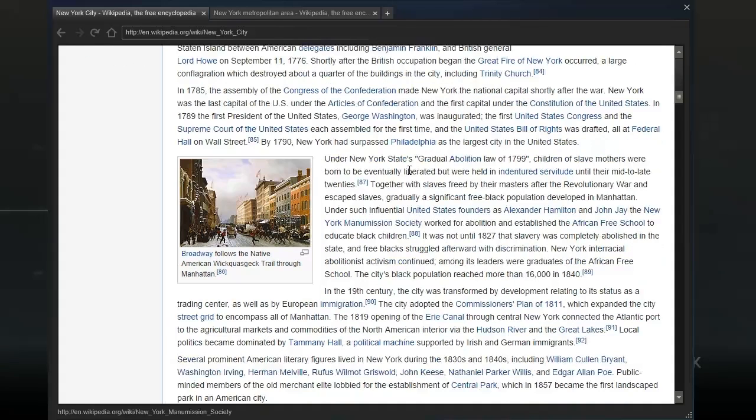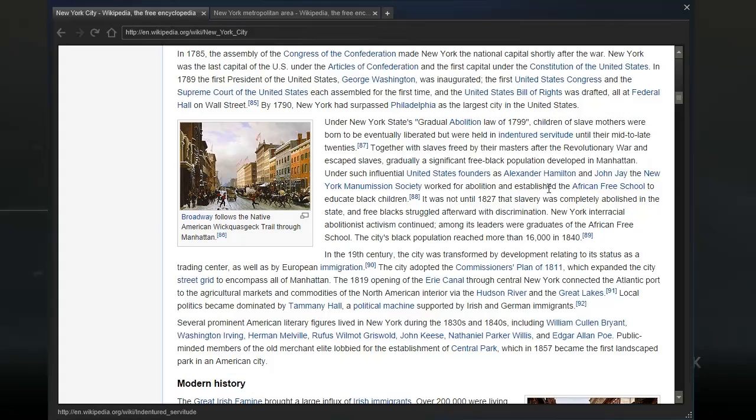Under New York State's Gradual Abolition Law of 1799, children of slave mothers were born to be eventually liberated but were held in indentured servitude until their mid to late 20s. Together with slaves freed by their masters after the Revolutionary War and escaped slaves, gradually a significant free black population developed in Manhattan. Under such influential United States founders as Alexander Hamilton and John Jay, the New York Manumission Society worked for abolition and establishment of the African Free School to educate black children.